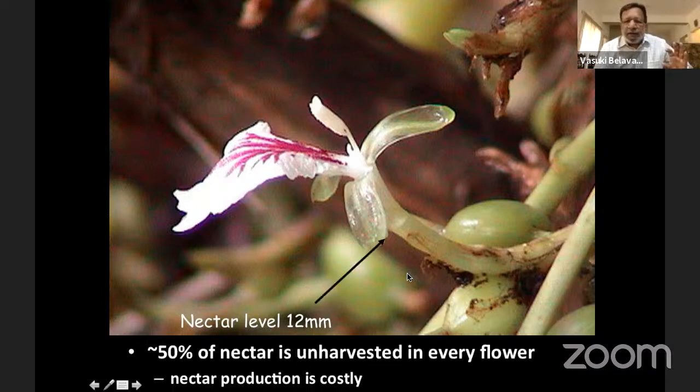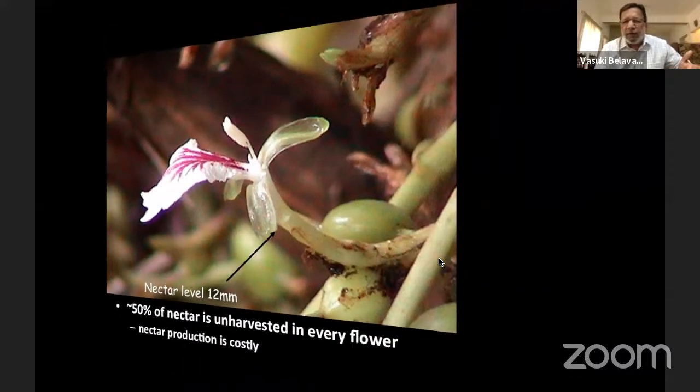Now, 50% of the nectar is unharvested in every flower, and you know that nectar production is costly. Nectar involves a lot of sugar, and it is very costly for the plant to produce so much nectar. And if the nectar is not being taken by the pollinators, that means there is no point in producing this nectar. It's a wastage for the plant. Though it may be reabsorbed later on, still there is a lot of waste going on for the plant.